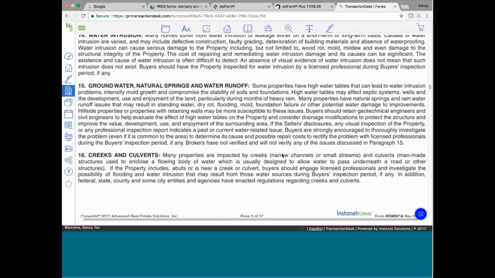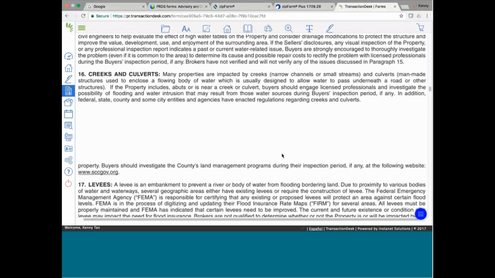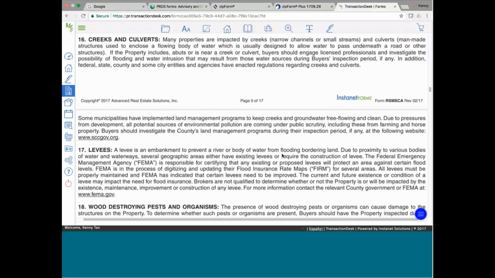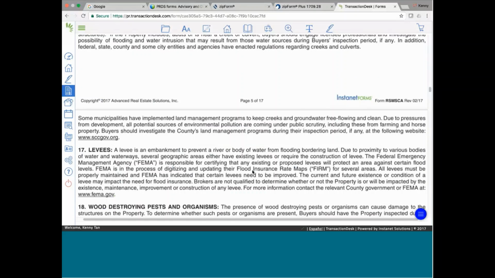Creeks and culverts, same thing. If a property is close to a creek or culvert, it is prone to what? Flooding. So this is to warn the buyer that if they have a property that is close to a culvert or creek or ditch, there might be a flooding concern, so they need to get flood insurance. Levees, we don't worry about that.